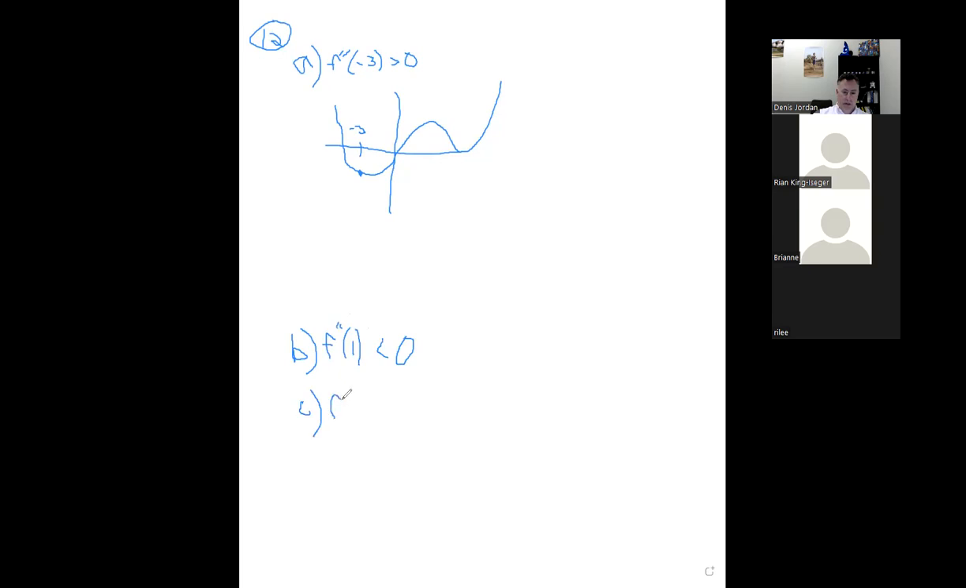And then for C, we got 8, that's going up, so that means it's positive. Okay, that was simpler than I was thinking. Okay, so for 13, I don't know if anybody wants to jump in, but I could keep going.